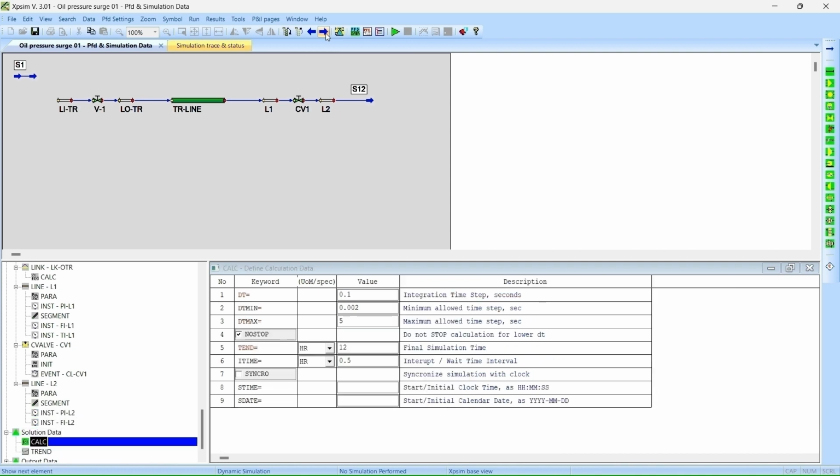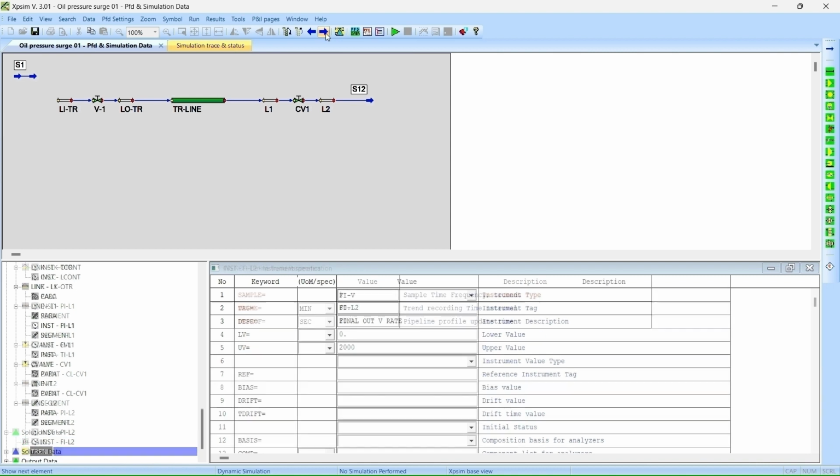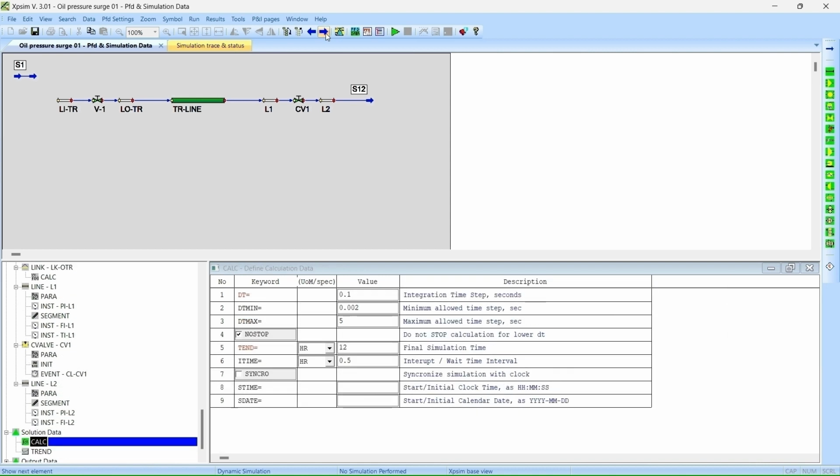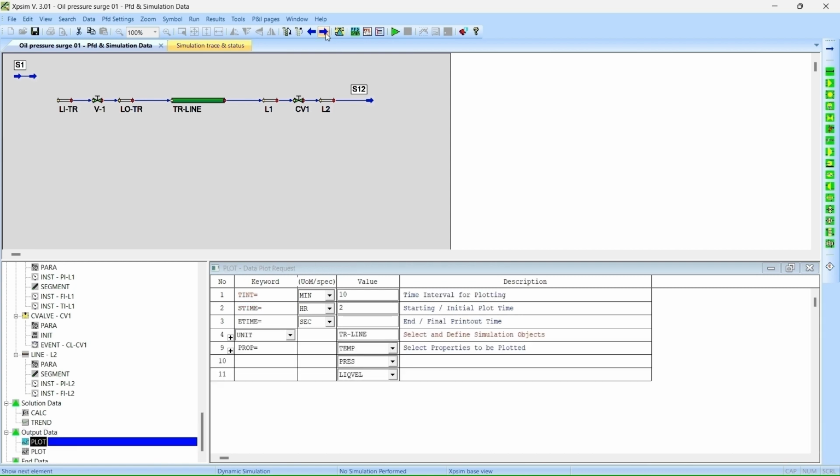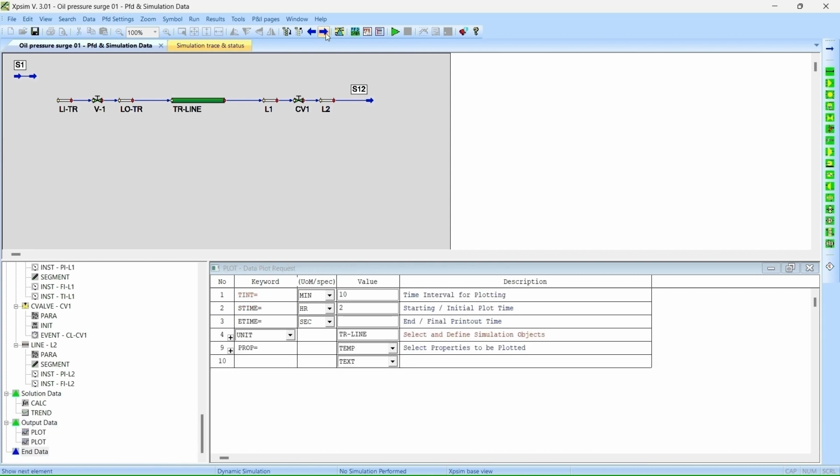In the solution data, the calc statement defines integration steps. The initial value is set at 0.1 seconds. The minimum value at 2 milliseconds. And the maximum value is 5 seconds. The time interval for trend values registration is 1 hour, with a sampling frequency of 1 second.